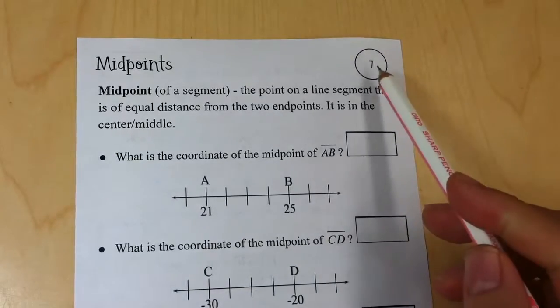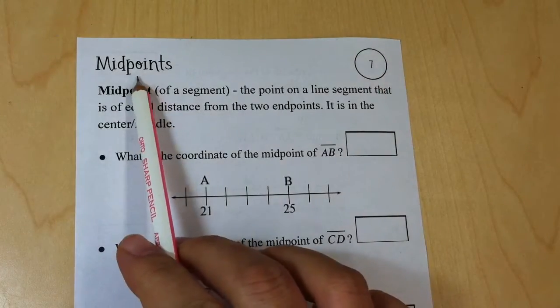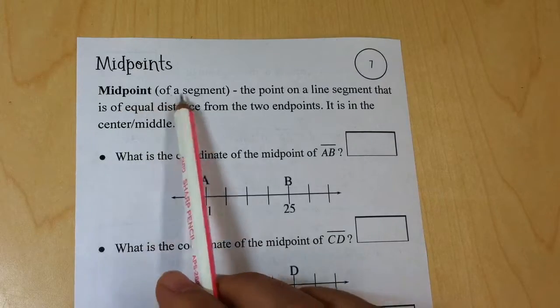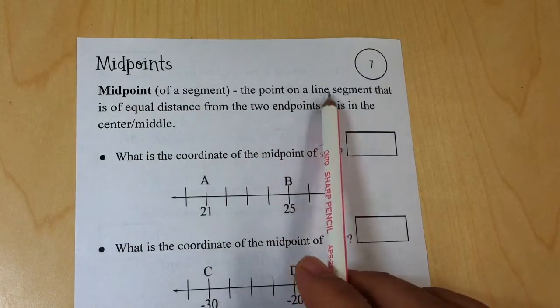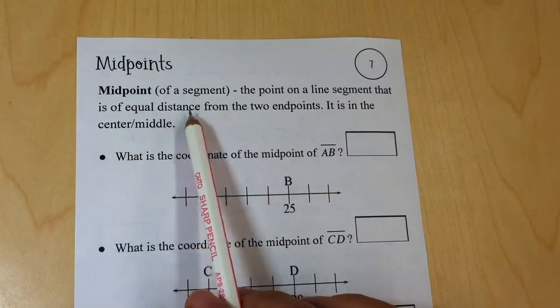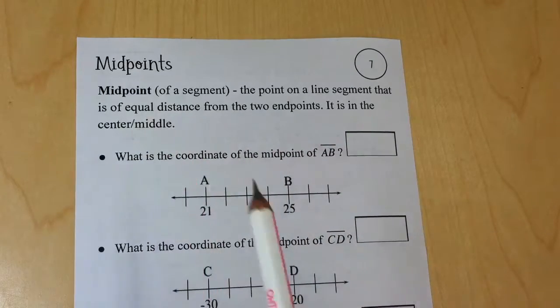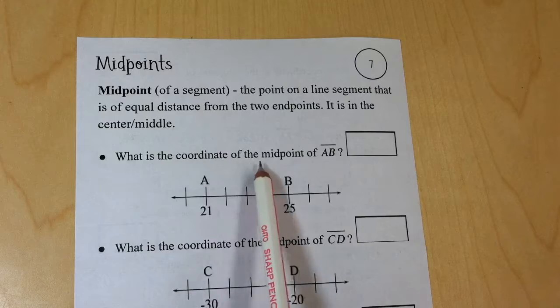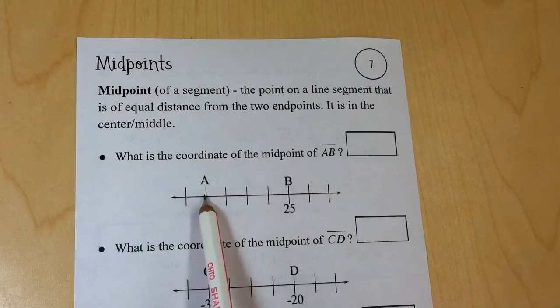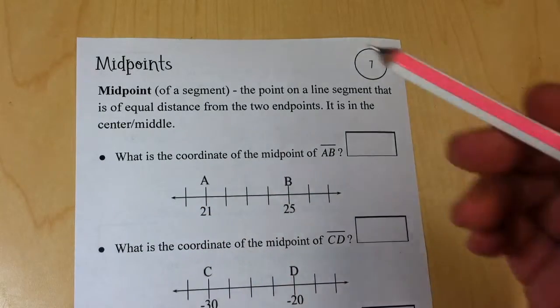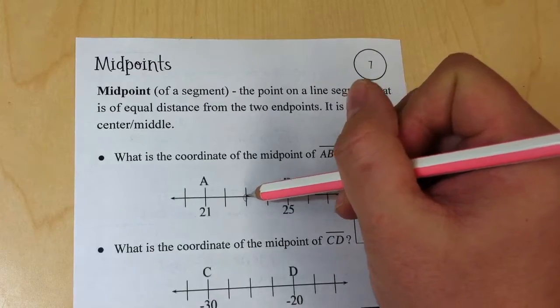This is page 7 of our notes, midpoints. A midpoint of a segment is the point on a line segment that is of equal distance from the two endpoints. It is in the center or the middle. What is the coordinate of the midpoint of AB? So the midpoint is in between, in the center, here.